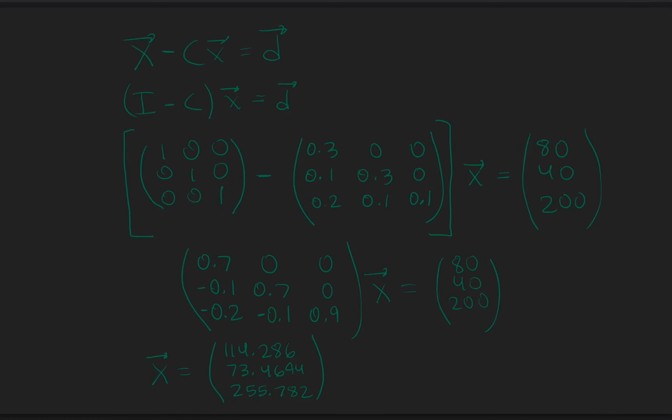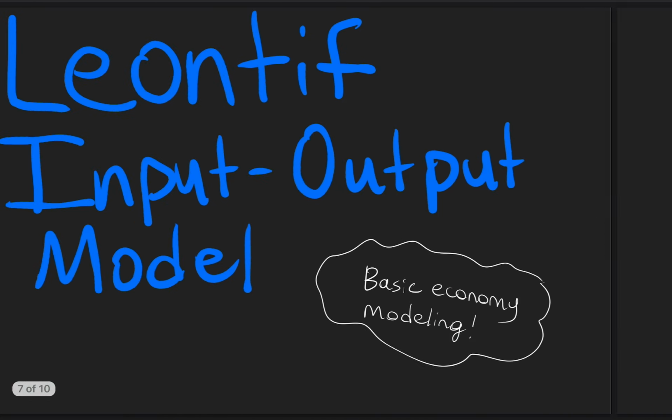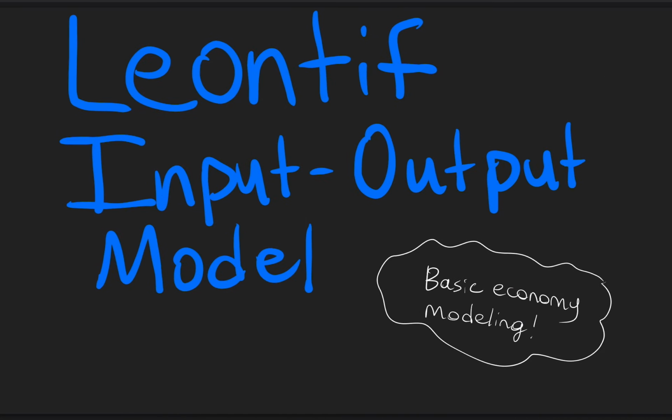Okay, that is it for this video. That is the Leontief input-output model. This is used for basic economy modeling, and of course, as you progress through linear algebra into more complex courses, you are going to encounter different variations of this model that will be useful.